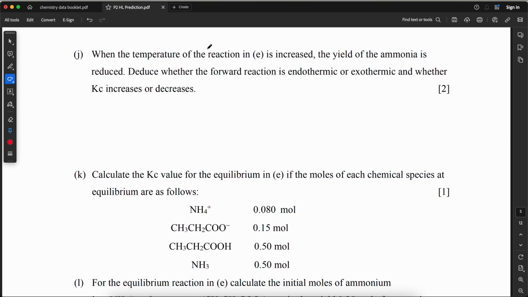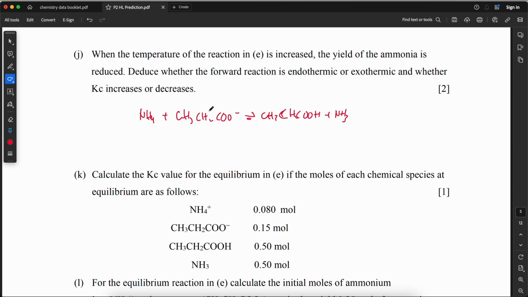When the temperature of the reaction in E is increased, the yield of the ammonia is reduced. Deduce whether the forward reaction is endothermic or exothermic, and whether Kc increases or decreases. So let me just copy down the reaction again. Okay, so whether it is exothermic or endothermic, when the temperature of the reaction increases, the yield of the ammonia is reduced. It means the reaction shifts to the left, right?